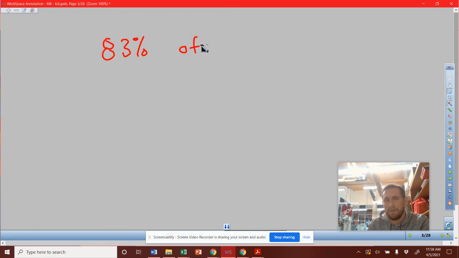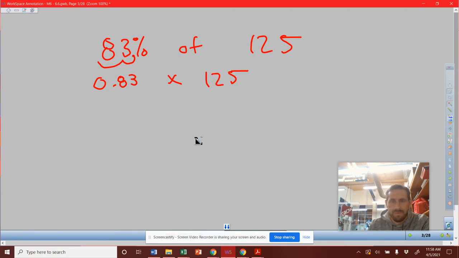83% of 125. You're going to turn this into a decimal, 0.83. So for the decimal here, I'm going to move it 2 spaces. And then that of means multiply by 125. So we'll stack these up and we can multiply it out. 3 times 5 is 15. 3 times 2 is 6, plus that 1, we're at 7. 3 times 1 is 3. Put a 0 in to go to our next placeholder.